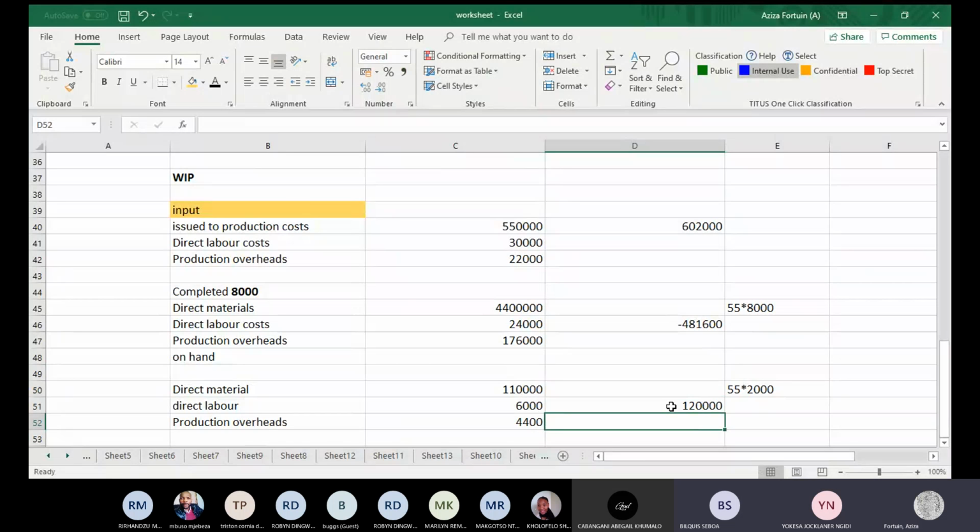Aziza, I wanted to ask, to get that 110,000 for direct materials, you could have said 550 minus 440 instead of doing that whole formula. Yes, okay.